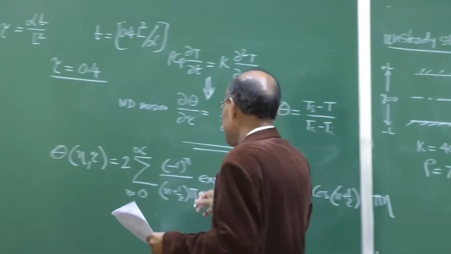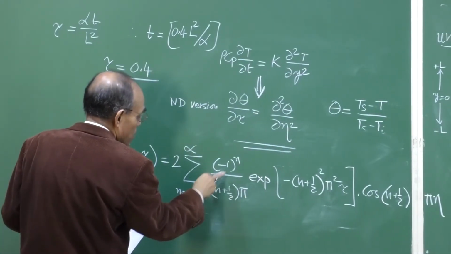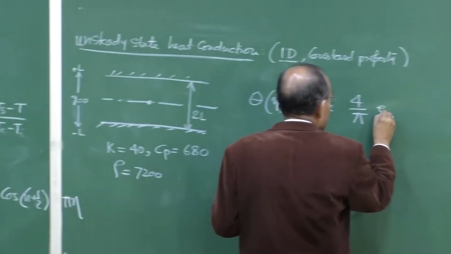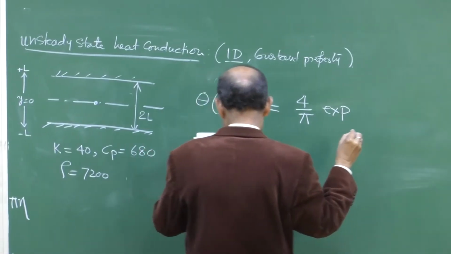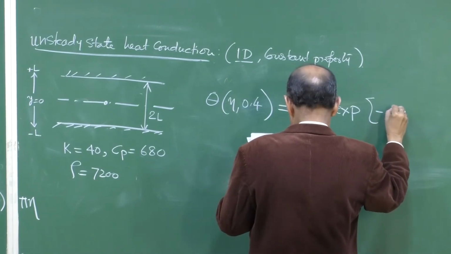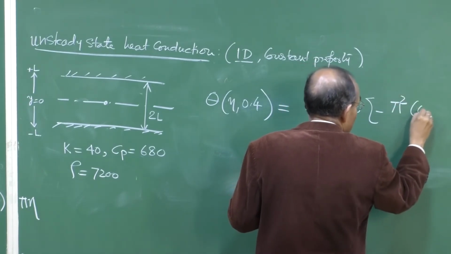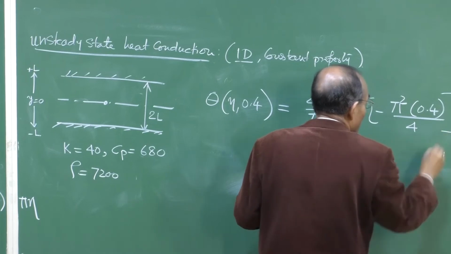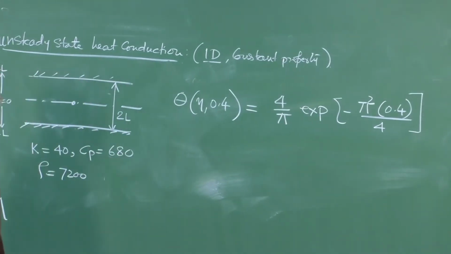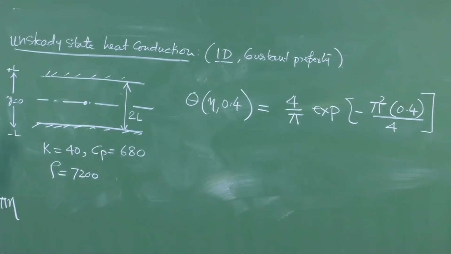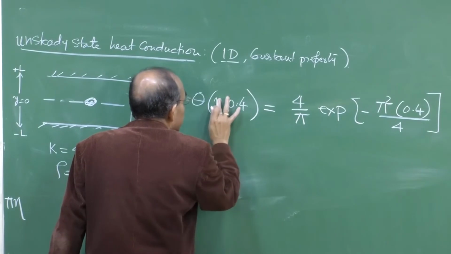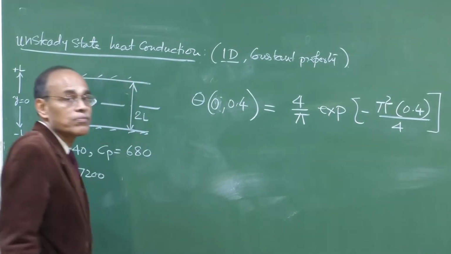So, 2 multiplied by 2, because n is equal to 0, this is equal to 1, and then we have 4 divided by pi, that is the first term, and then it is going to be exponential, multiplied by minus pi square tau, where tau is equal to 0.4, and divided by, you have, because the cosine function vanishes, it assumes a value of 0 the moment eta is equal to 0, because we are concerned about the center temperature, and therefore, we can say that this is equal to, we will write not eta, because this is equal to 0. Eta is equal to 0.